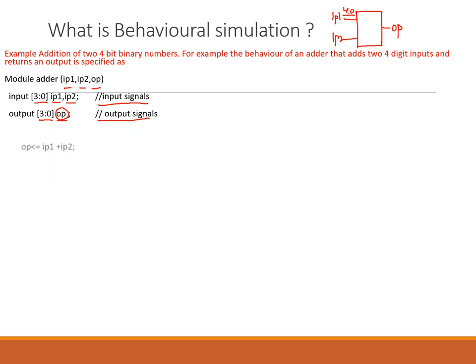After that, I will be describing the behavior. I am not describing what is inside this box. I am just describing the behavior. So your behavior is output is less than or equal to input 1 plus input 2. That's all. I am not describing that I have this number of gates and so on. I am just describing the behavior of my device as a block.